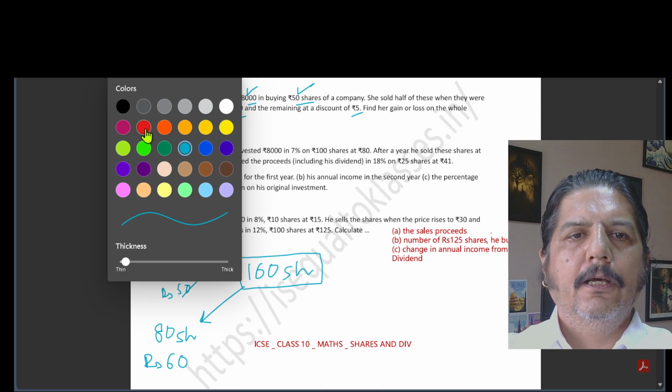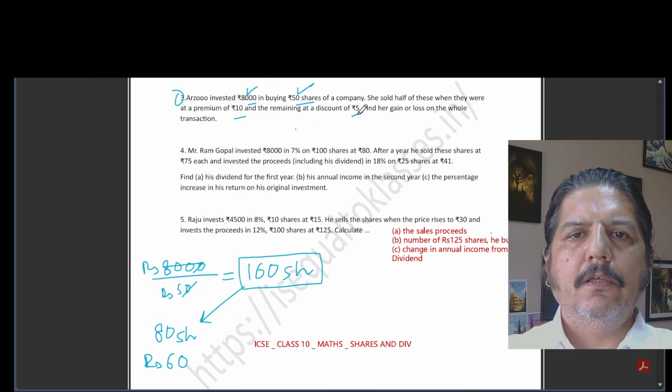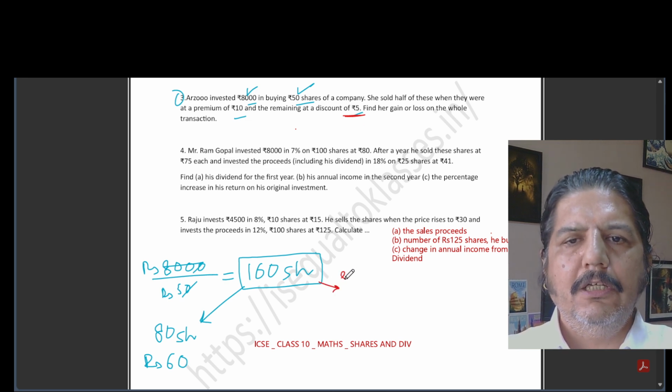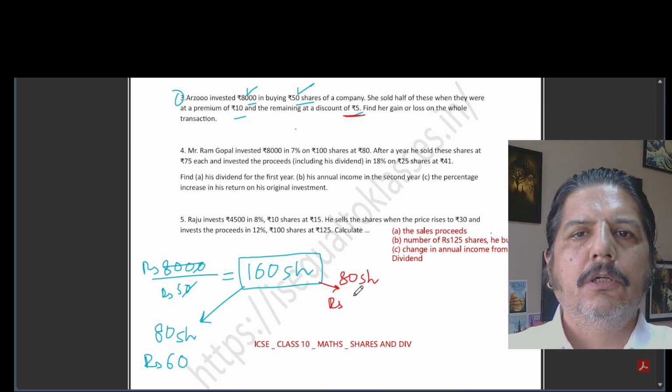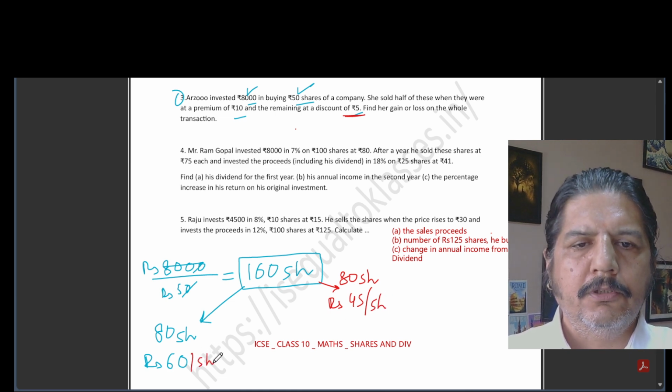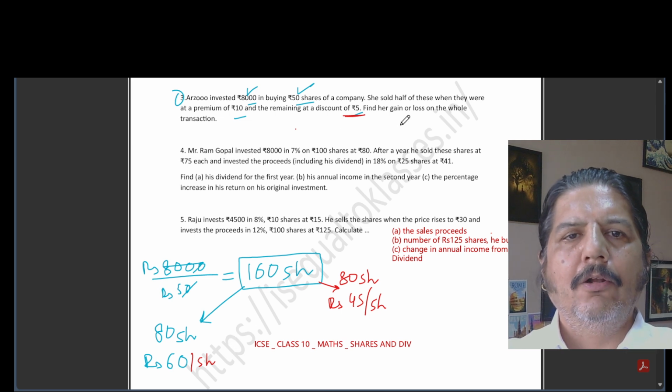Okay. The other half she is selling at a discount of rupees 5. So 80 shares she is selling at a discount of rupees 5. That is rupees 45 per share. This also is per share. Find the gain or loss on the whole transaction.